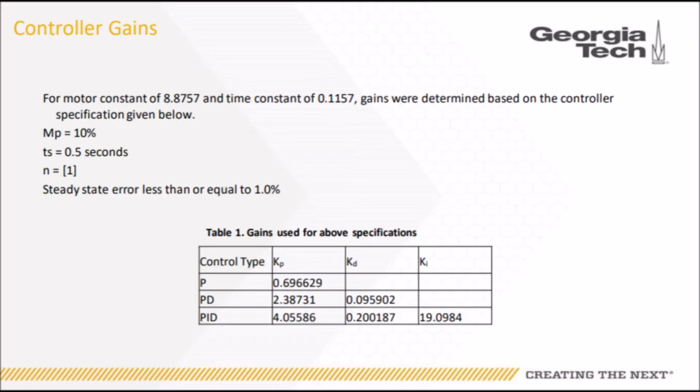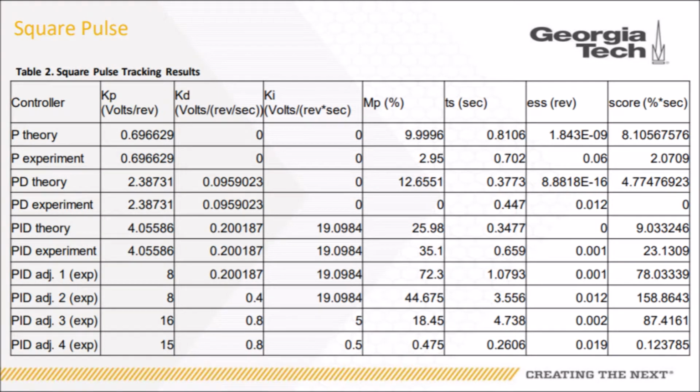The controller gain is determined based on the motor constant and time constant that were calculated from the previous lab, and also based on the controller specification that was given. Table 1 shows the gain values that were used for this lab. Table 2 shows the square pulse tracking results.